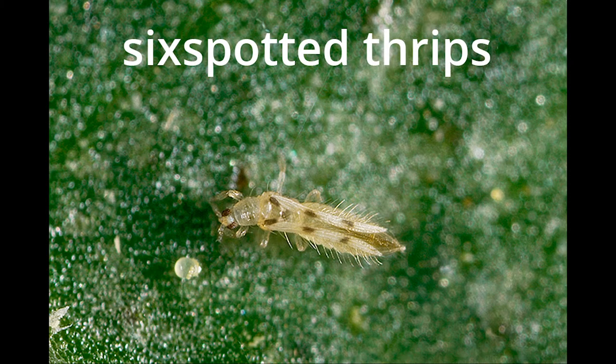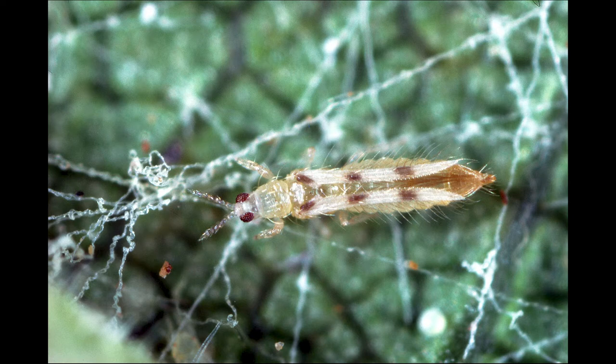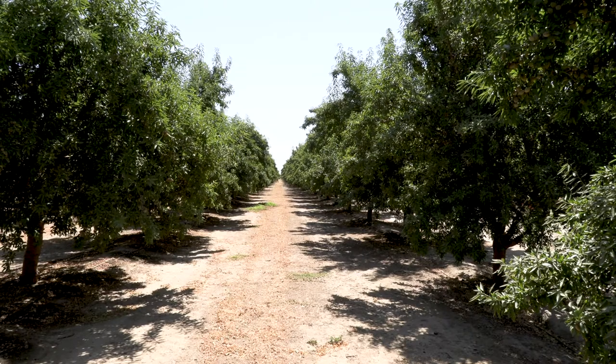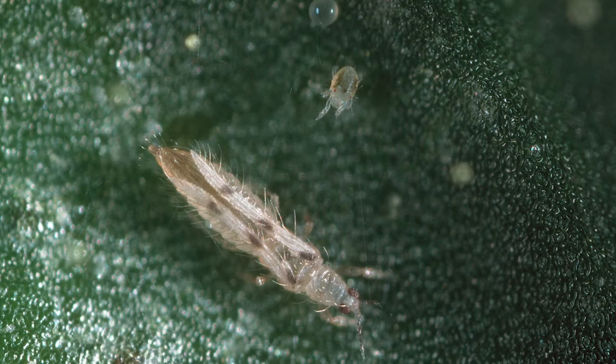Currently, the main spider mite predator in California almond orchards is six-spotted thrips. Six-spotted thrips feed almost exclusively on spider mites, are good at navigating tight spaces like spider mite webbing, thrive in hot, dry climates, and can quadruple their numbers in 1 week. The six-spotted thrips adult is a small, slender, pale yellow insect with fringed wings. Adults can be distinguished from other thrips by the presence of 3 dark spots on each wing cover.